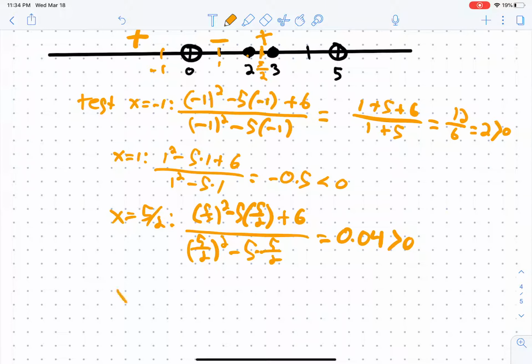If we test x equal 4, we get an output of the function of negative 0.5. So it's negative in that interval between 3 and 5. And then above 5, if we choose x equals 6 and put it in, we get a positive 2. And that one's bigger than 0, so that's positive.